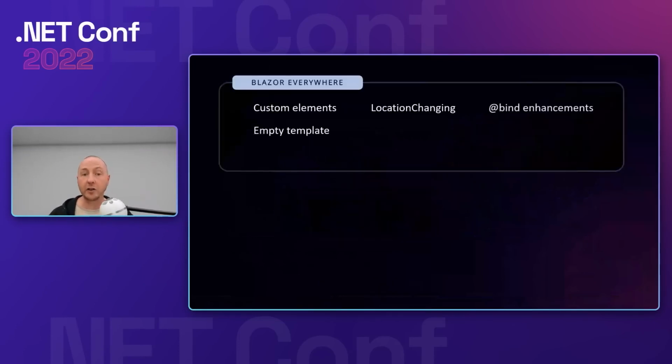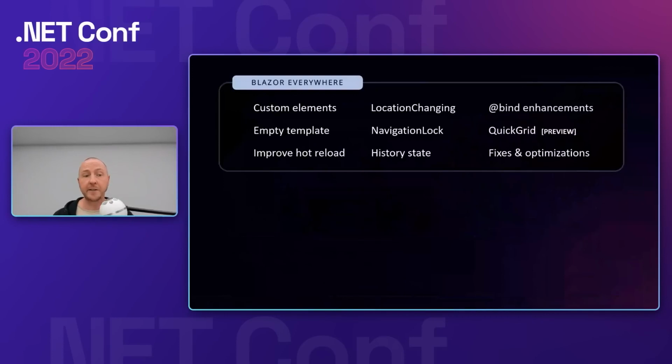So we've got a lot of great new features for Blazor developers in .NET 7, and most of them work across all the different Blazor hosting models. So whether you're using Blazor Server or WebAssembly or hybrid with .NET MAUI, most of these features will work in the same way across all of them.